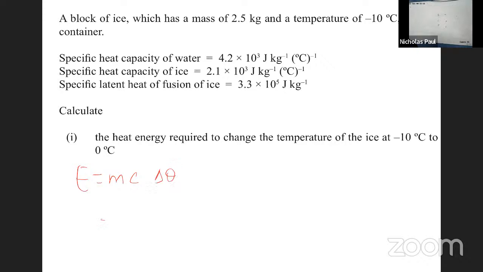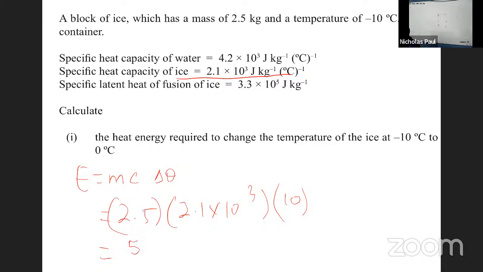The mass of the ice is 2.5. The specific heat capacity of the ice, remember it did not melt, so it's still ice. That's 2.1 by 10 to the 3. And temperature change is what? Temperature change is 10, right? Ignore the sign. A negative sign just indicates energy being lost. So the temperature change is 10. How much is that? 52,500. So you can do it now. Right, now, next one.